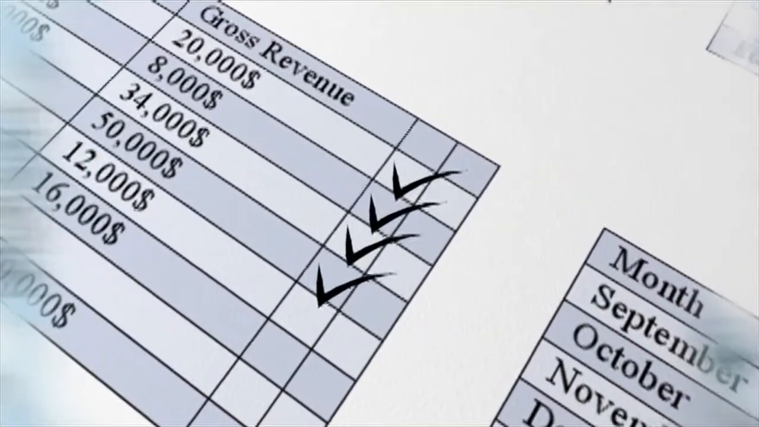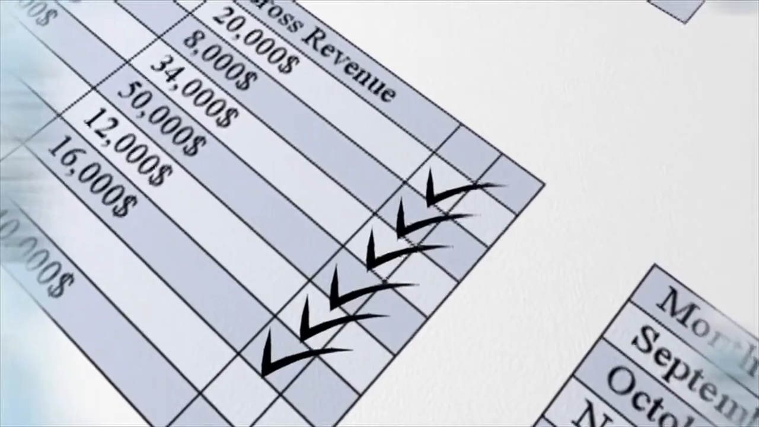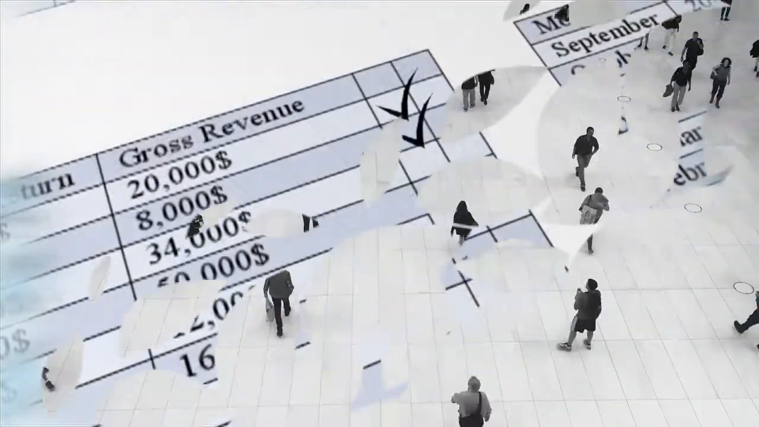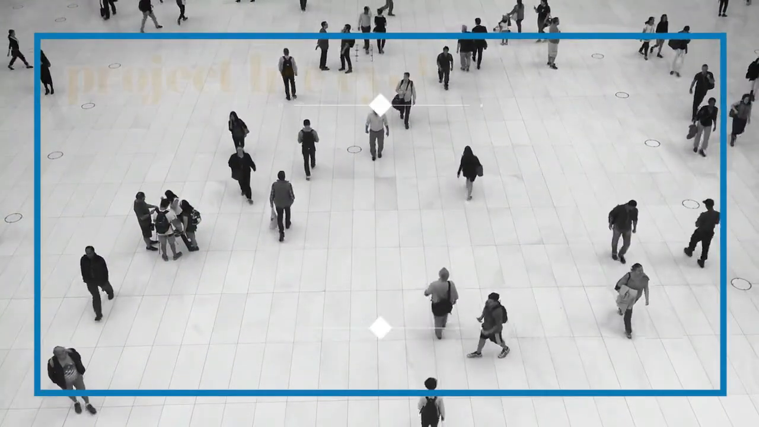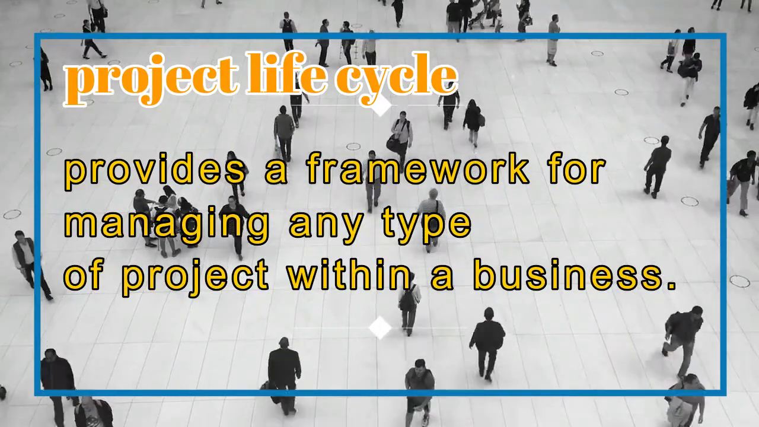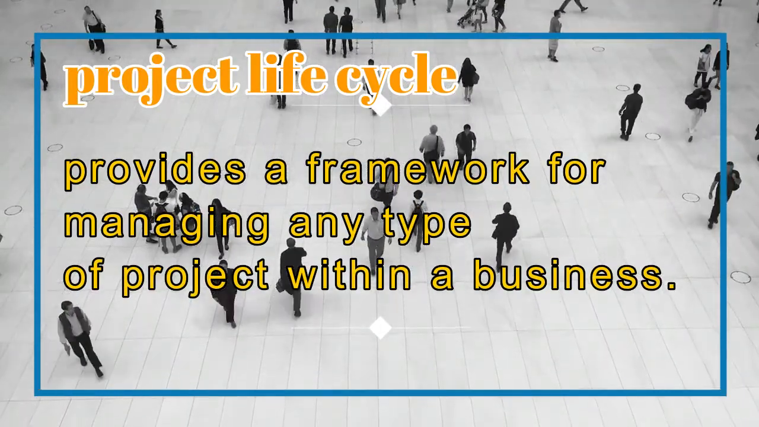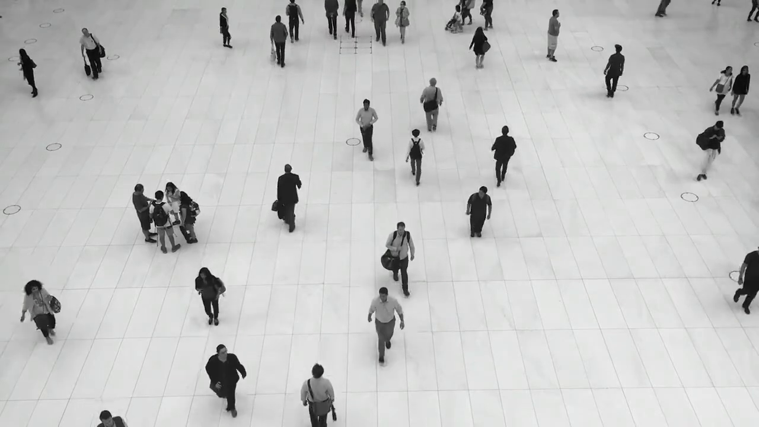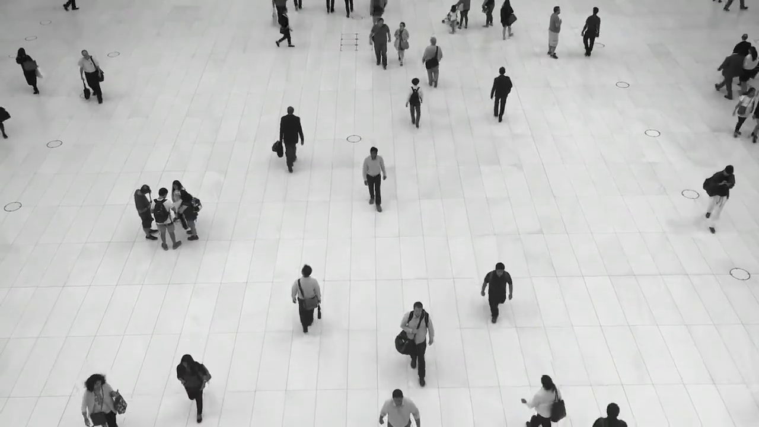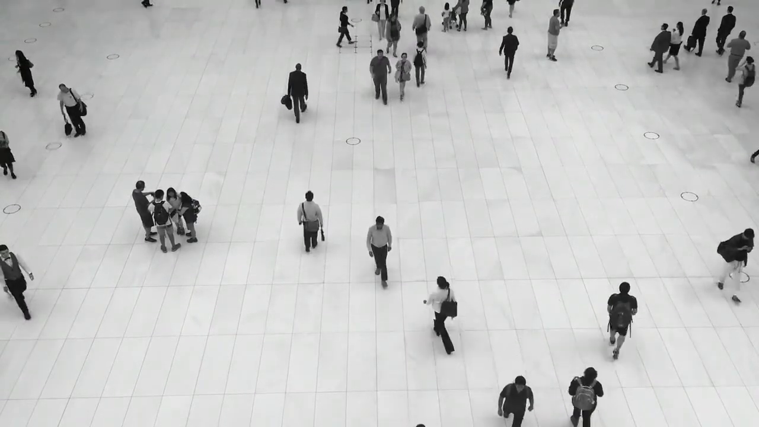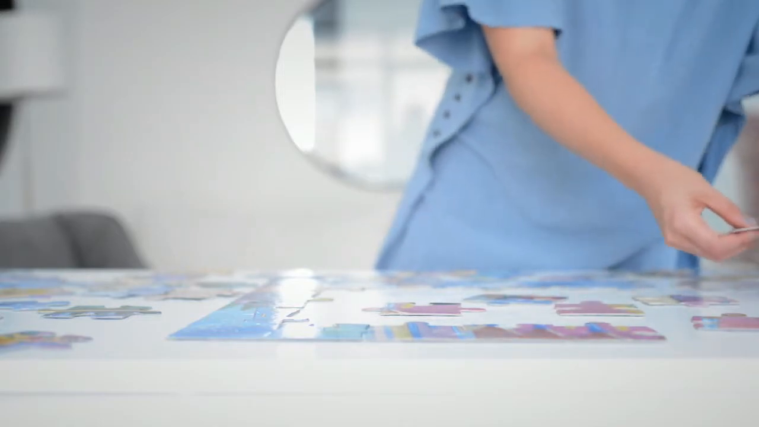Your participation in this chapter is highly encouraged because that is important in the realization of your goal. The project life cycle provides a framework for managing any type of project within a business. Leaders in project management have conducted research to determine the best process by which to run projects. It has been found that following a project life cycle is critical for any services organization.